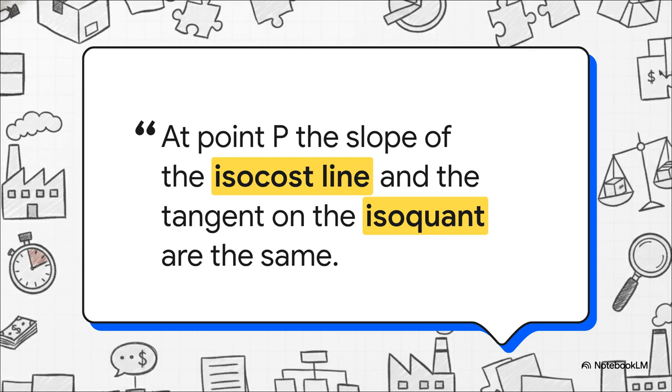And that perfectly sets up this rule. It brilliantly illustrates the magic moment where the physical rate at which you can swap machines for humans on the factory floor exactly matches the ratio of their market prices. When those two slopes are identical, you're no longer fighting against the market or your technology. You've found the ultimate blueprint for operational efficiency.